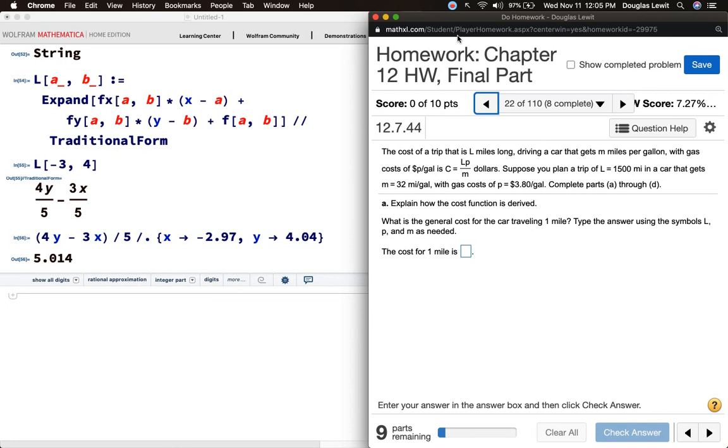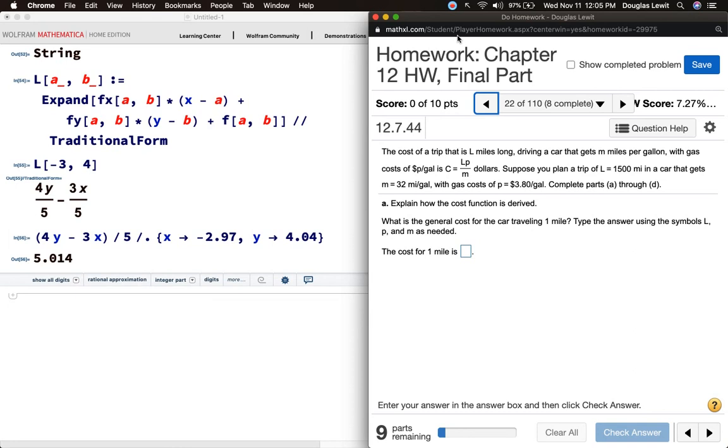Okay, so as P increases, the cost is going to increase, obviously. M is miles per gallon. So if you have really good gas mileage, as M gets bigger and bigger, you would expect your cost to decrease. So it makes sense that P is in the numerator and M is in the denominator. And then L is the number of miles. So the formula does make sense. As your gas mileage increases, you have a more economical car, which means the cost of the trip decreases.